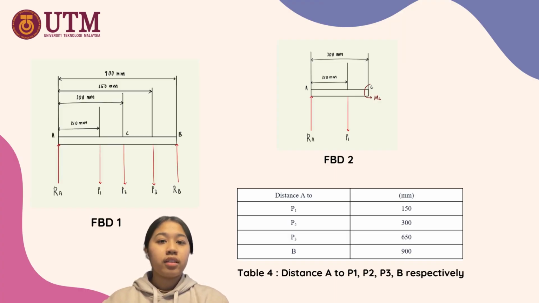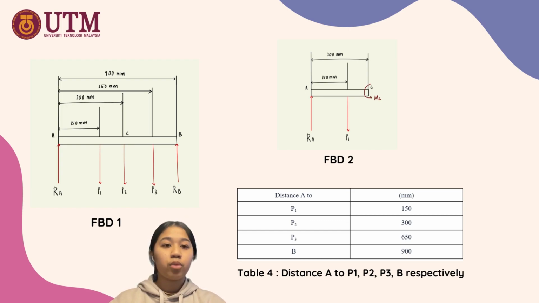These are the free body diagrams needed for calculation. We have FBD1 and FBD2. FBD1 is used to calculate moment at point B, and FBD2 is used to calculate moment at point C. We also recorded the distance from A to P1, P2, P3, and B, which is 150 mm for P1, 300 mm for P2, 650 mm for P3, and 900 mm for B.